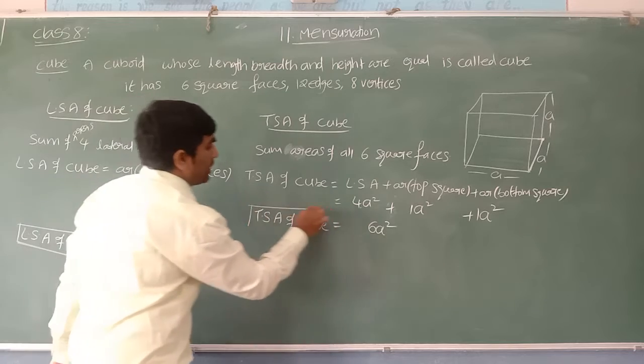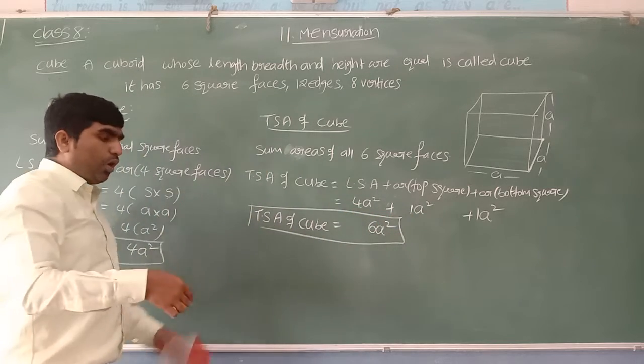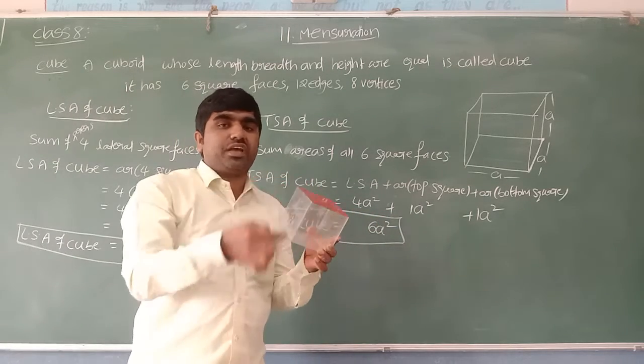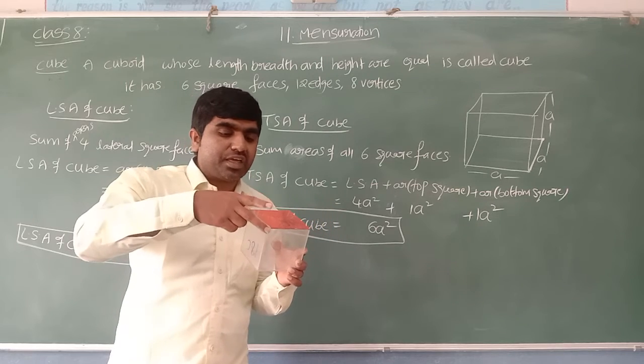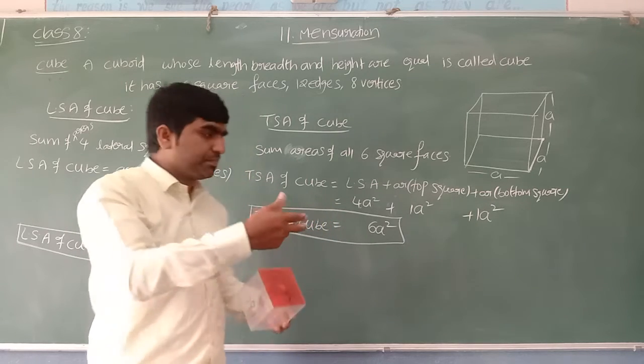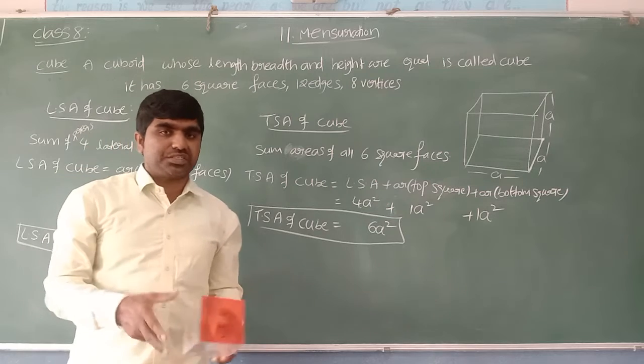Total surface area of a cube means the area of all the 6 square faces. One square face area is A into A, A square. 6 faces, 6A square.